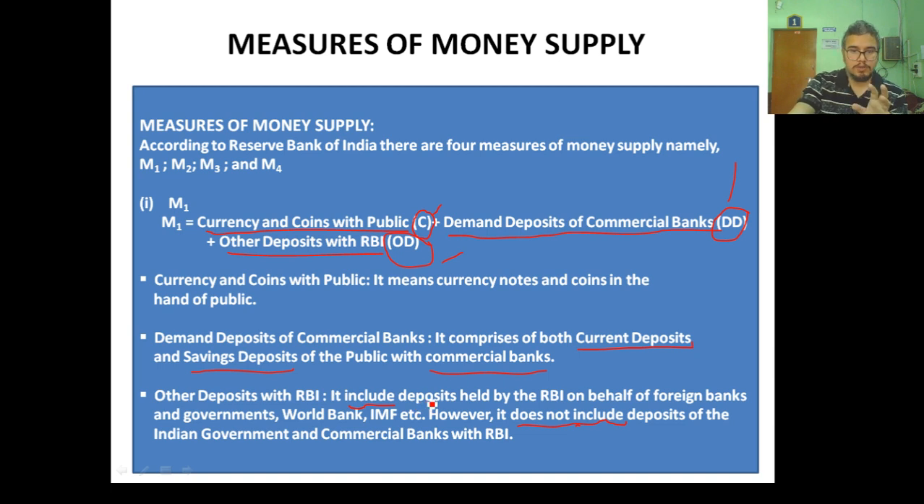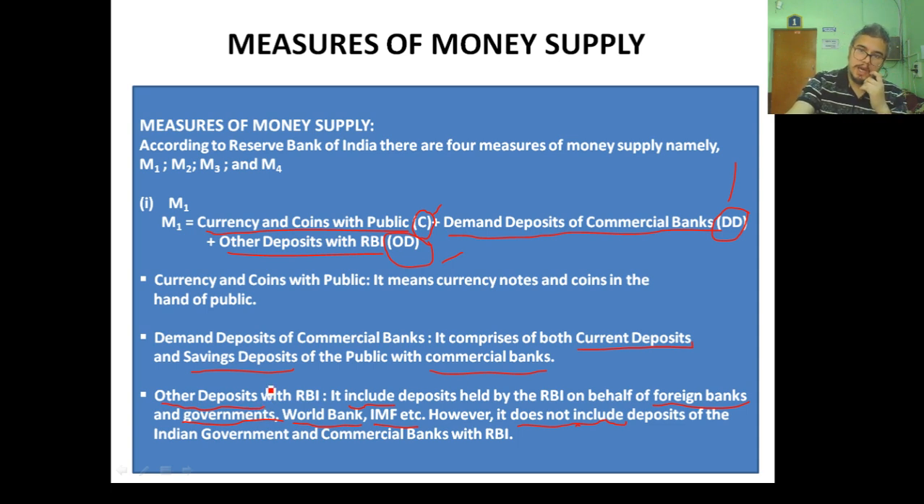Here what is being included is the money deposited by foreign banks and foreign governments. If foreign governments or foreign banks are depositing money in RBI, then it will be included in other deposits with RBI. Not only foreign banks or foreign governments, but also international institutions like the World Bank, IMF, International Monetary Fund, Asian Development Bank, etc. If they are depositing their money in RBI, then it will be included in other deposits.